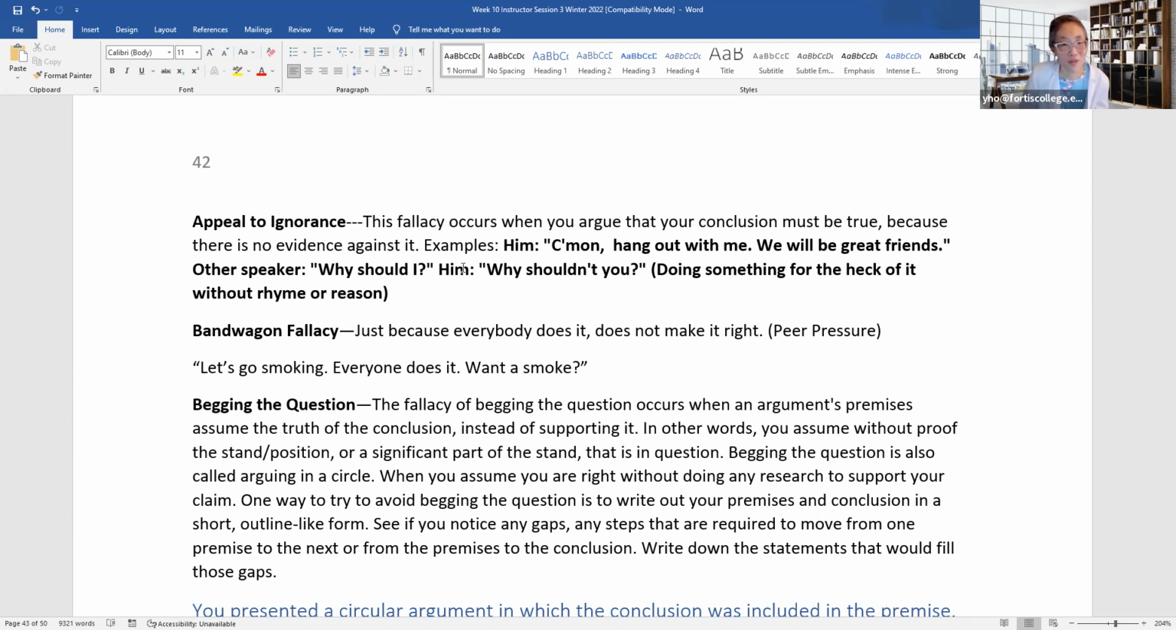A bandwagon fallacy is just because everybody does it does not make it right. "Oh, come on, let's go smoking. Everybody does it. Want to smoke?" And so that's something you would teach. This is very important to teach teenagers, okay? This one in particular, the bandwagon fallacy. That means you don't believe in it. After fifth grade, you can teach. They will understand this, okay? So in case you're wondering, how old should they be? I would say middle school up.